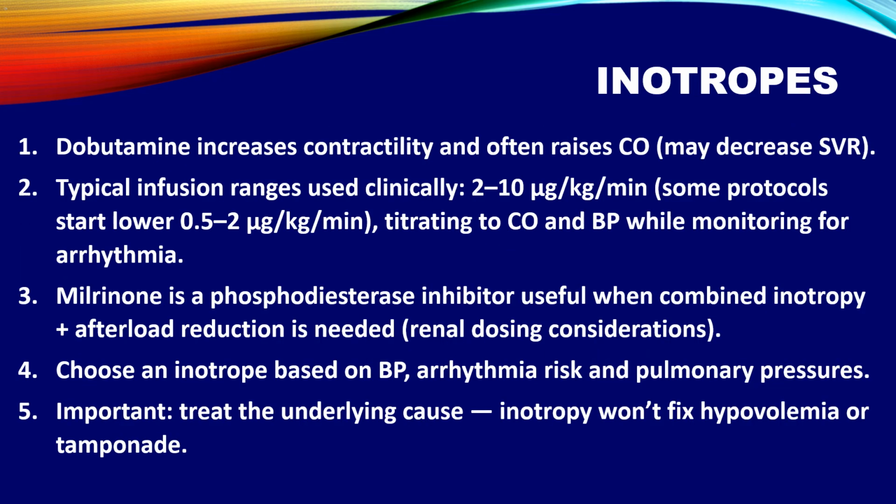Inotropes for increasing cardiac output. 1. Dobutamine. Increases contractility and often raises cardiac output, although it may decrease systemic vascular resistance, SVR. 2. Dobutamine dosage. Typical infusion ranges are 2 to 10 micrograms per kilogram per minute, with some protocols starting at lower doses, 0.5–2 micrograms per kilogram per minute. Titrate to achieve desired cardiac output and blood pressure while monitoring for arrhythmias.